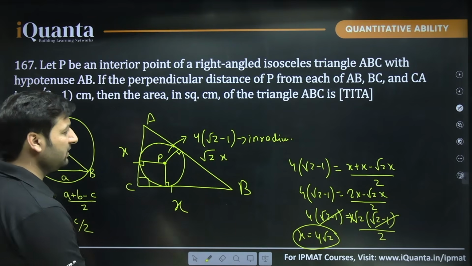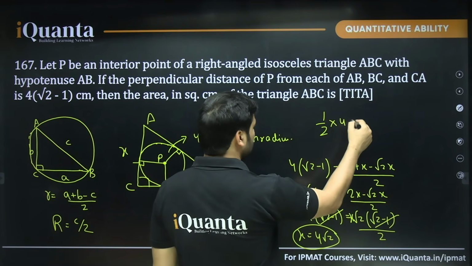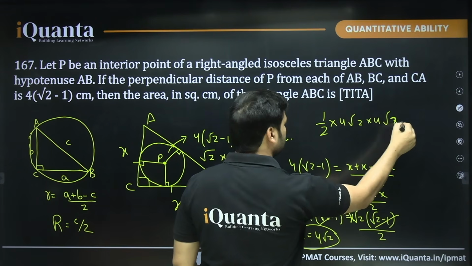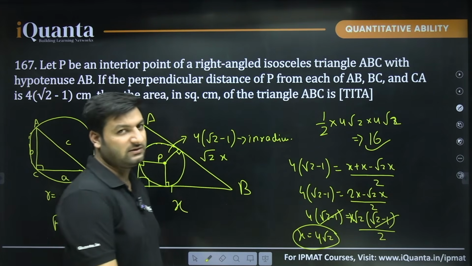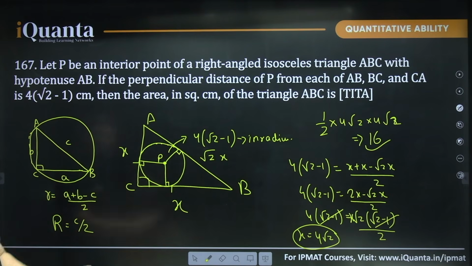You have to find out the area of the triangle. That's half base into height. So half base into height, 32 by 2 is 16. 16 square units will be the answer to this particular question, okay? It's a past CAT PYQ, okay? I hope the explanation is clear to everyone. If you have any doubt, let me know, okay?